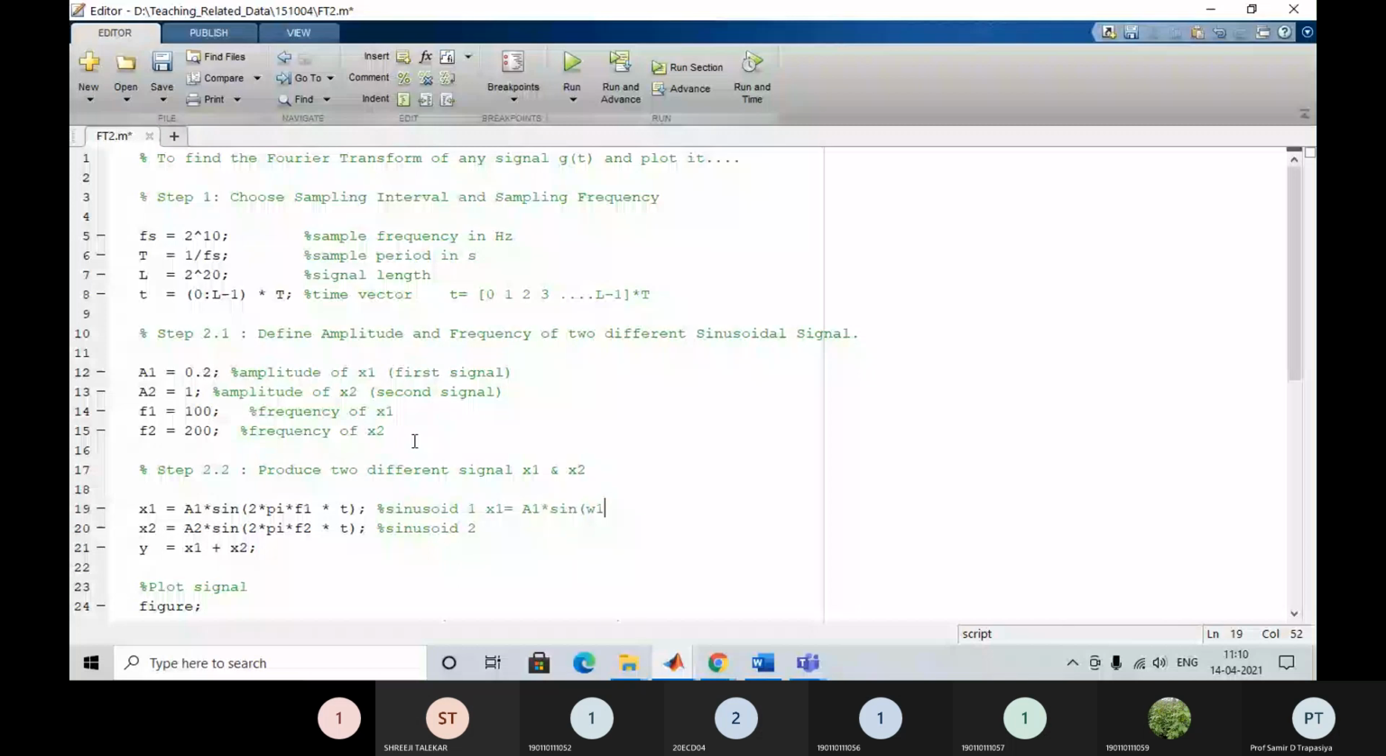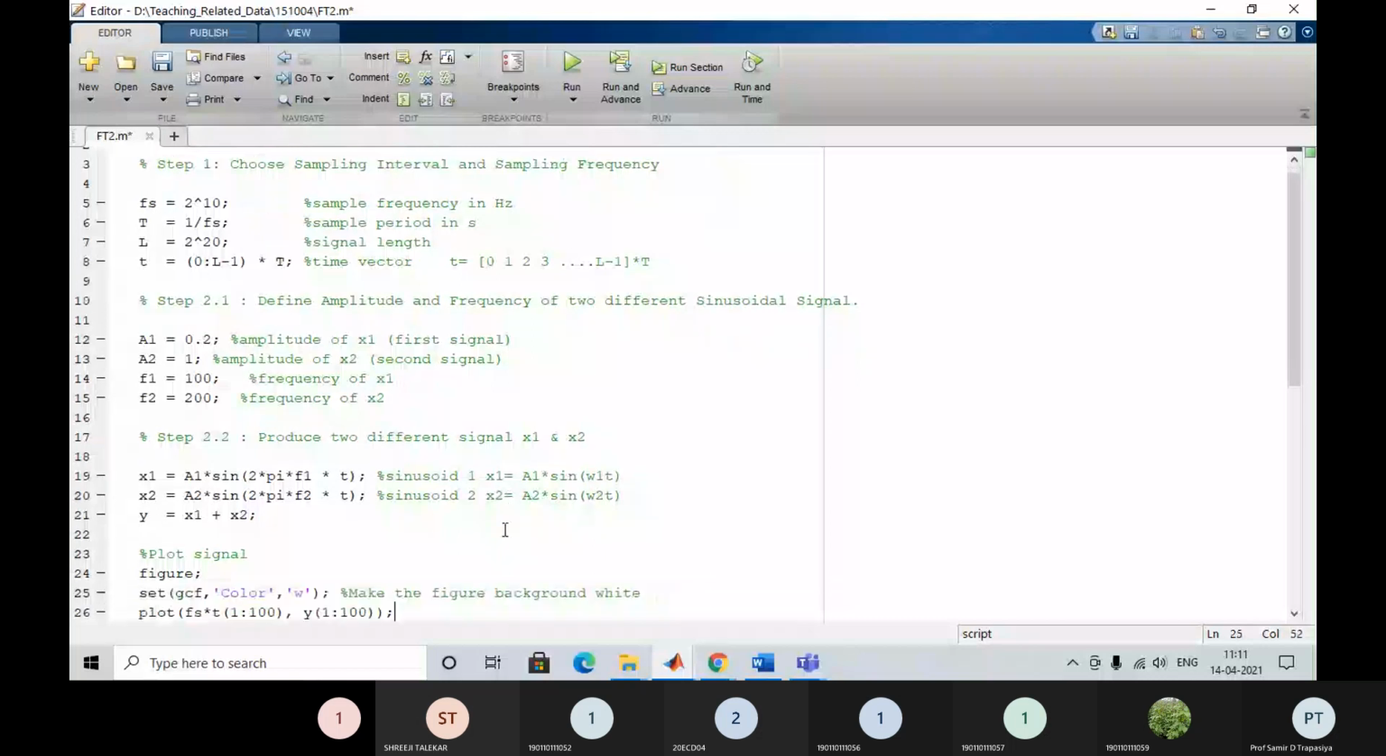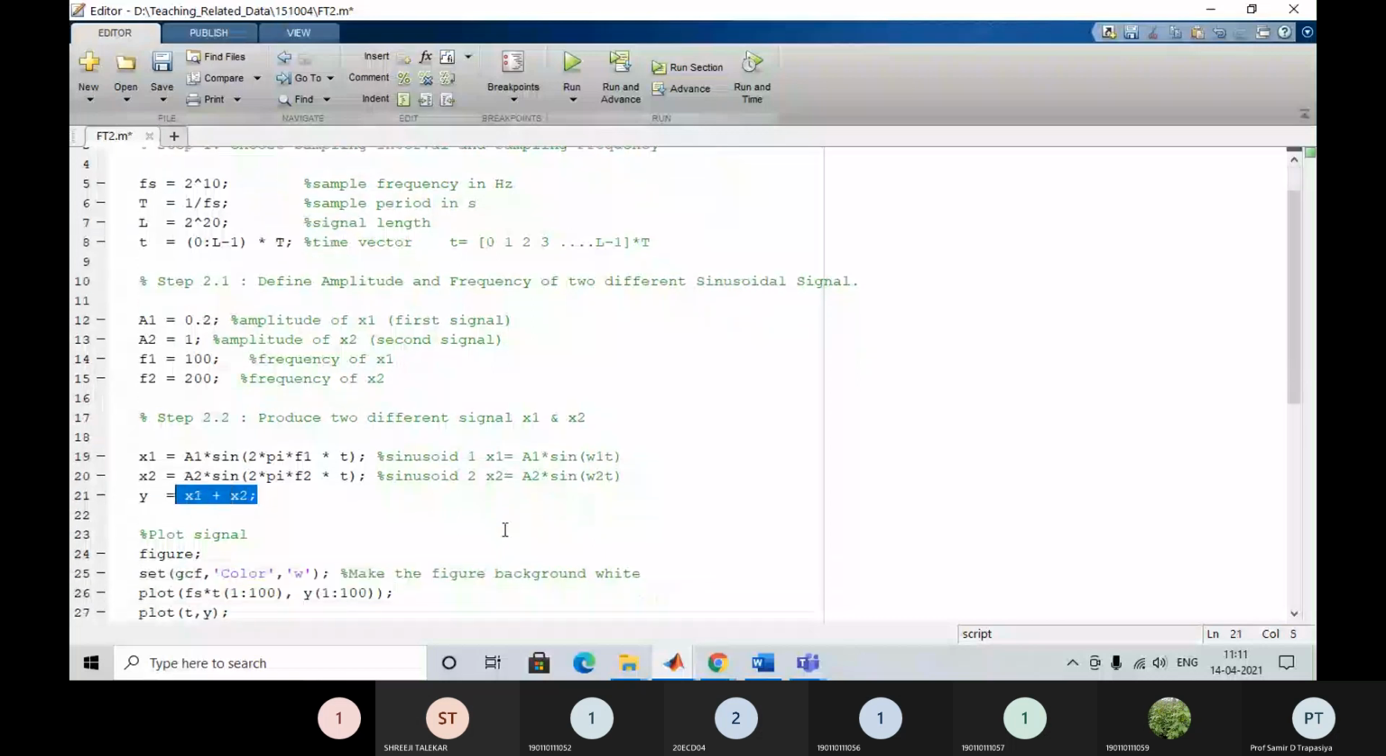In the same way we define the next signal. The next signal x2 is A2 times sine 2 pi f2 t, where f2 is the frequency of the second signal. So we can define this signal x2 with amplitude A2 and frequency omega 2, where omega 2 is nothing else but 2 pi f2. It's a frequency in radians, and if we convert to frequency in hertz, then it is 2 pi f2 t. Then we can add both signals x1 and x2, right? And we can assign a different variable to hold this value.